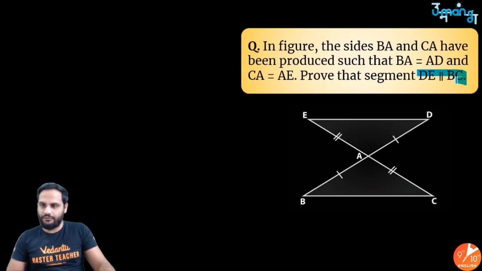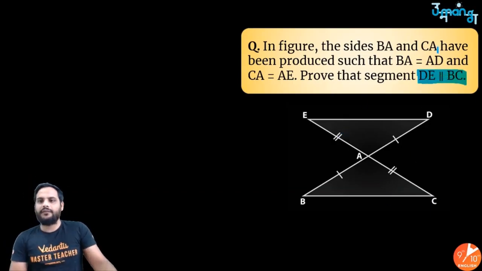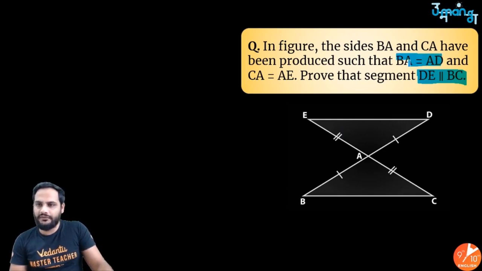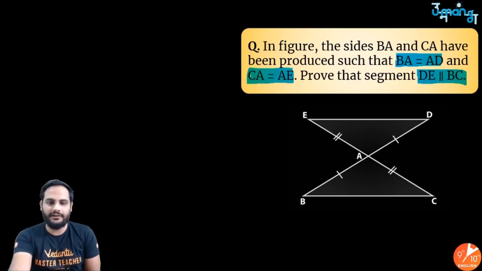This is what I need to prove. I need to prove this part. Okay, what is the other information given? AB is equal to AD and CA is equal to AE, right? So the critical information we have highlighted, right? Now we will be solving this part.